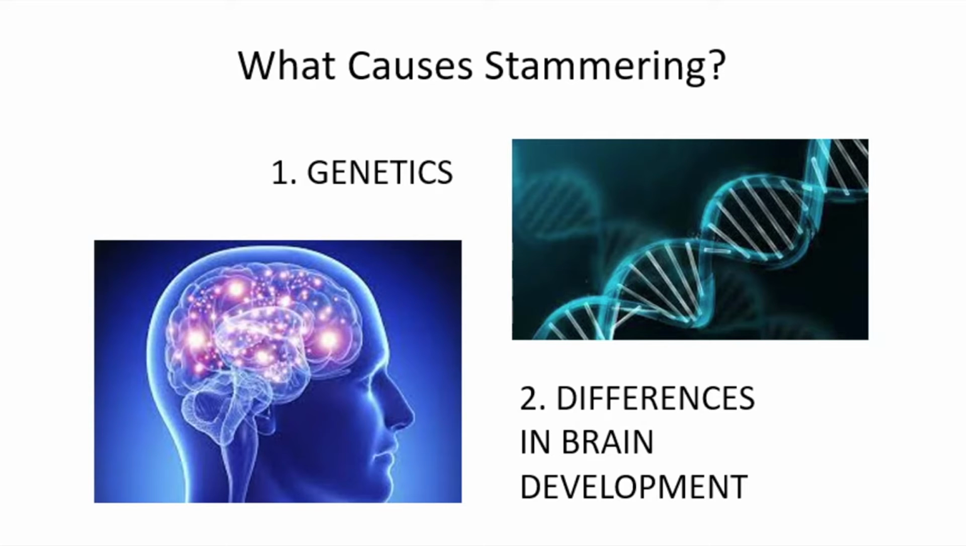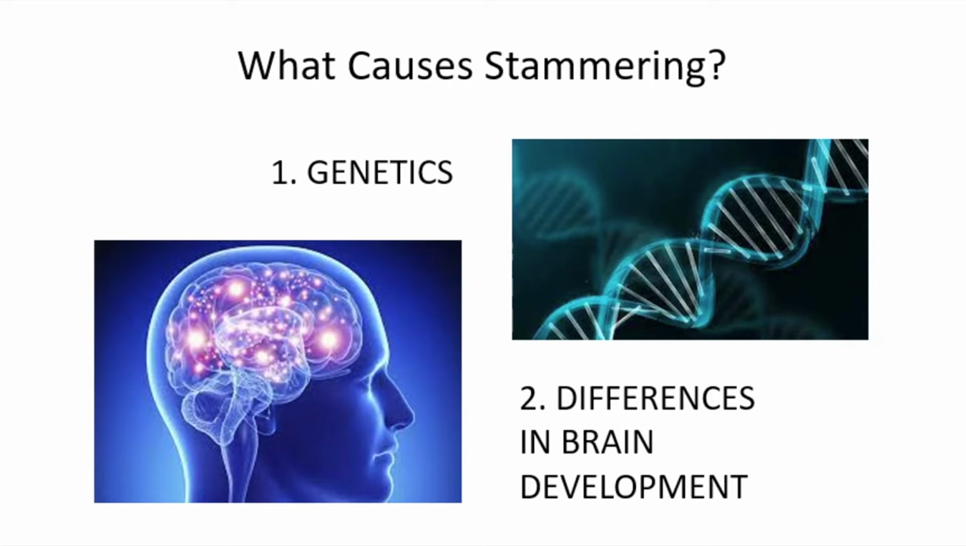So we know that because there's been some studies done on identical twins, and you can have twins where one twin will stammer and the other doesn't. So that means that genetics are not the only answer to why stammering happens, but there's definitely a link between stammering and genetics.